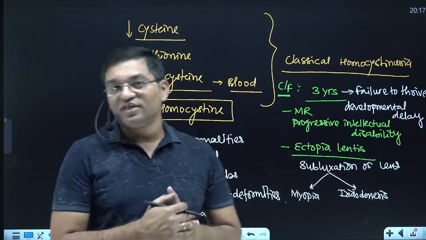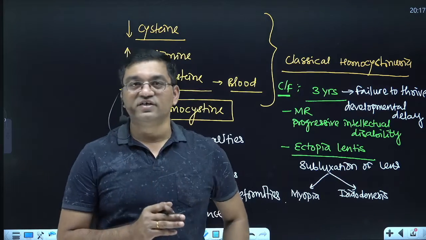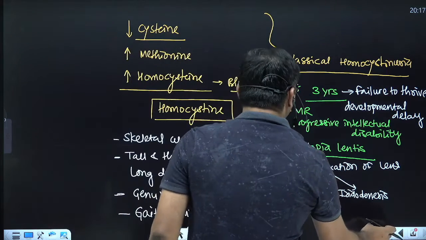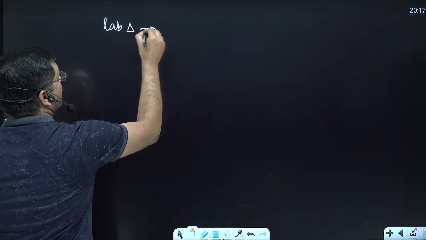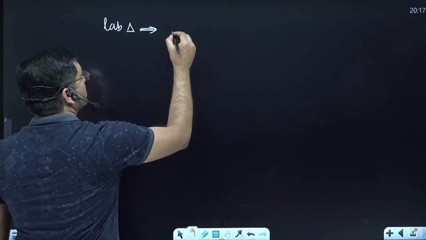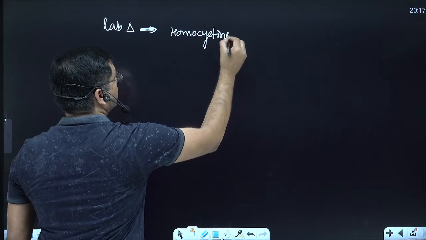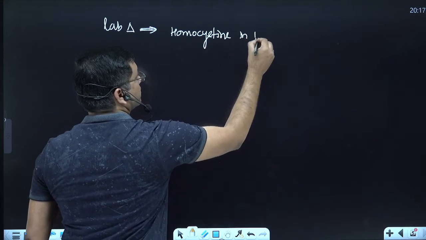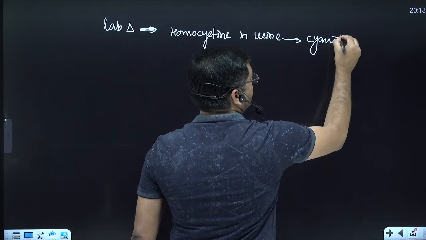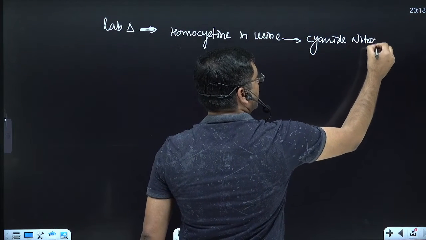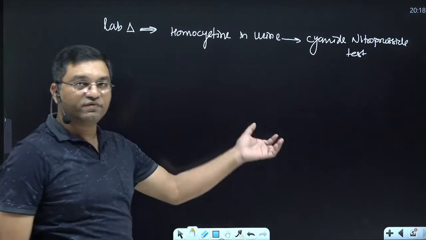How will you diagnose a case of classical homocystinuria? By doing the amino acid profile by chromatography or tandem mass spectrometry. So laboratory diagnosis: homocystine in urine is detected by the cyanide nitroprusside test, which is positive in a patient with homocystinuria.